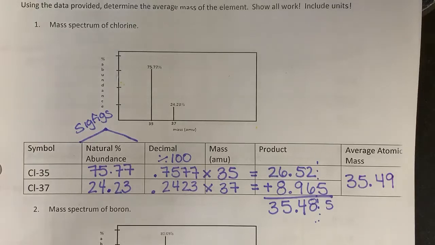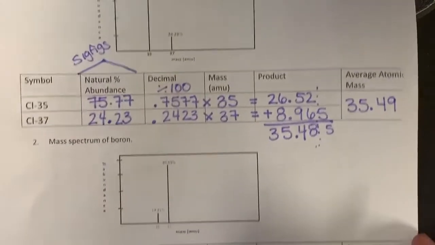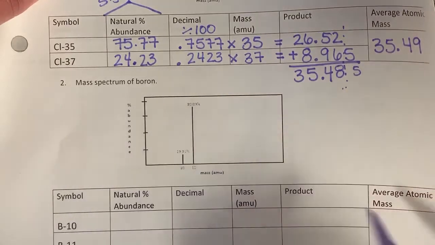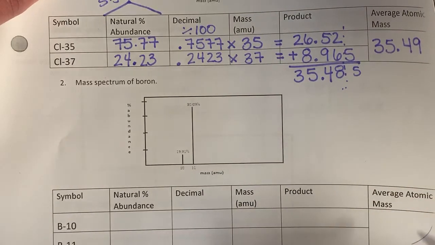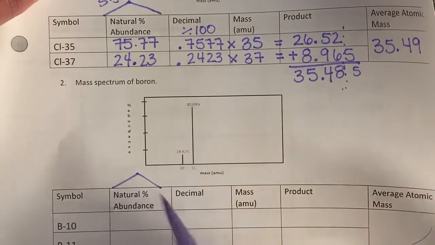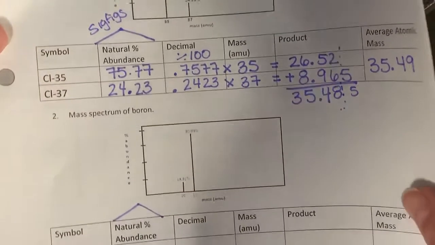Okay? So you're going to work through these problems. I give you the mass spectrum. You're calculating the average atomic mass. Remember, your percent abundance is your only measurement, so it determines your sig figs.